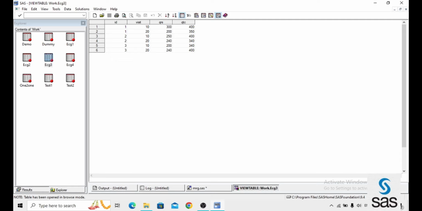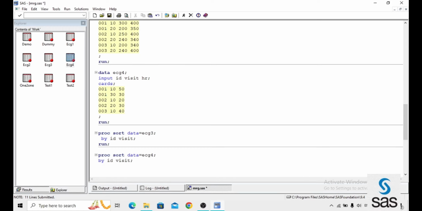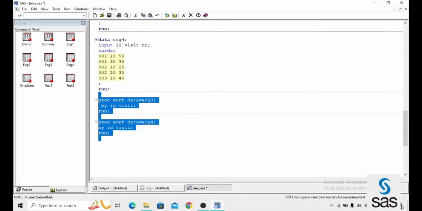Before going on, first observe the data sets here. ECG3 has IDs 1 1 2 2 3 3, with visits 10 20 10 20 10 20. And in ECG4 we have 1 1 2 2 3 3, but here only 1 and 3. In ECG3 we have 2 and 3 IDs. Already you know, before merging we have to sort. So sort ECG3 by ID and visit, which are the common variables in these two data sets, and run. And the next one is ECG4 by ID and visit, and I am running this sorting. Yes, sorting successful.